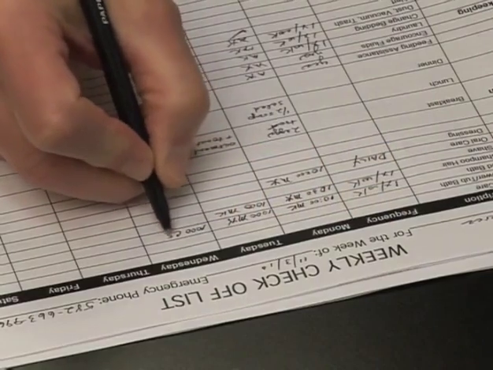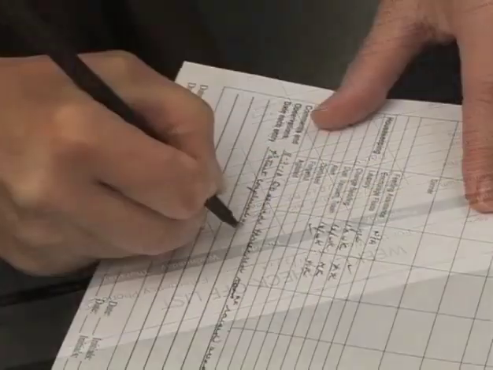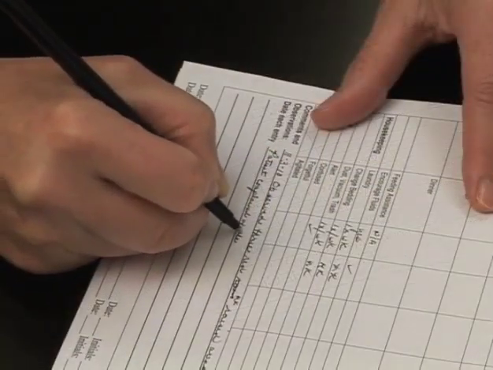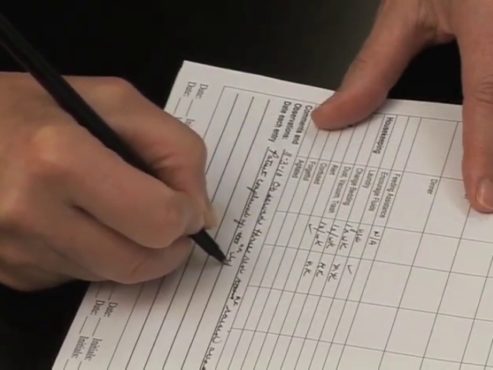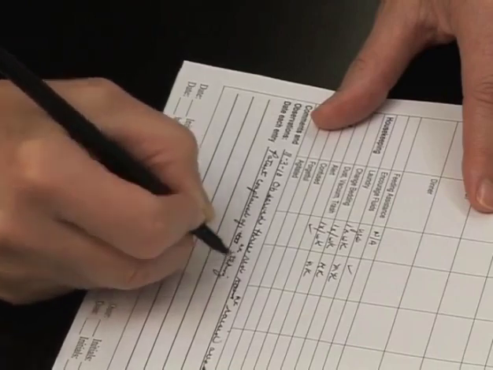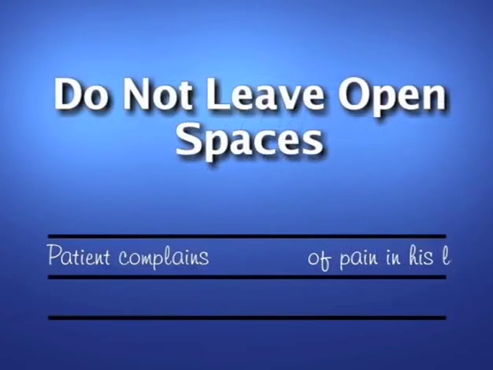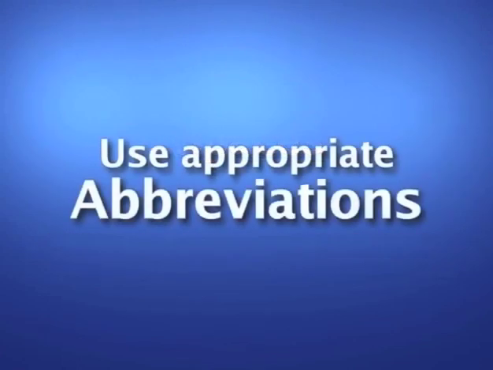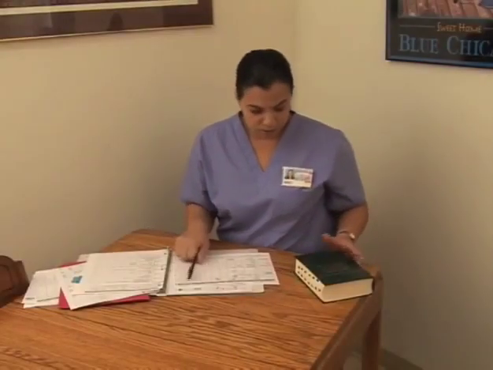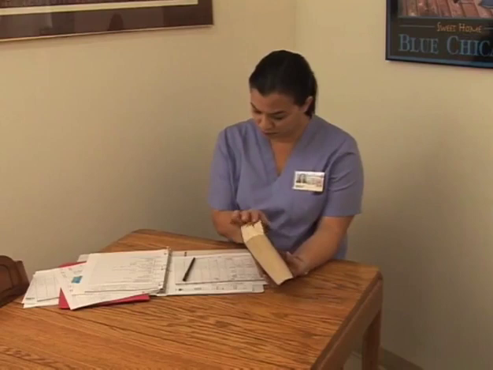Use a black ballpoint pen. If you make a mistake, mark a single line through the word or sentence and write your initials next to that. Never erase or use correction fluid. Do not leave any open spaces. Use appropriate abbreviations. Check with your agency regarding approved abbreviations. Never make up your own.